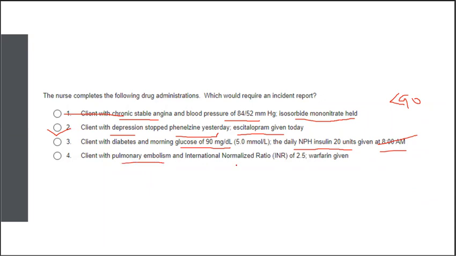Client with pulmonary embolism and an INR of 2.5. Remember, if your client is on warfarin, if he's warfarinized, you want his INR to be between 2 and 3. So 2.5 looks good. It's within the therapeutic range. So again, we won't have to write an incident report on this. So like we said, option 2 would be our correct answer.